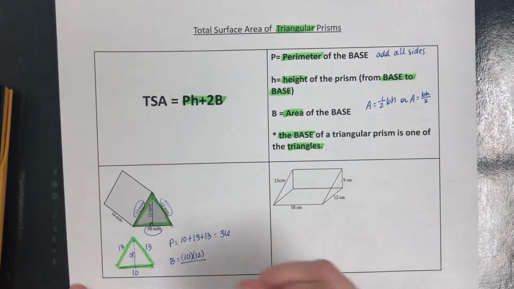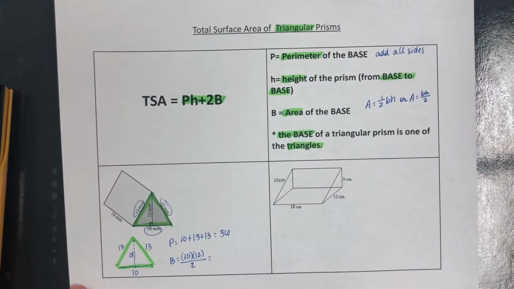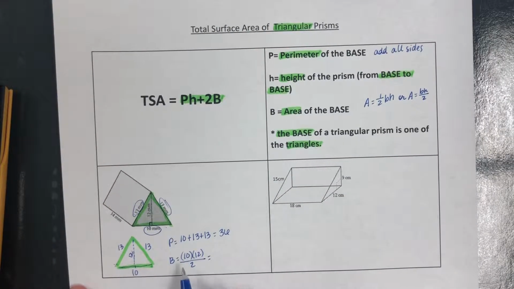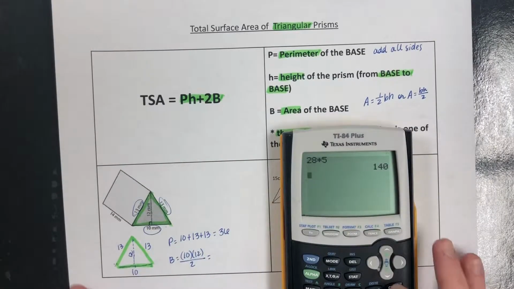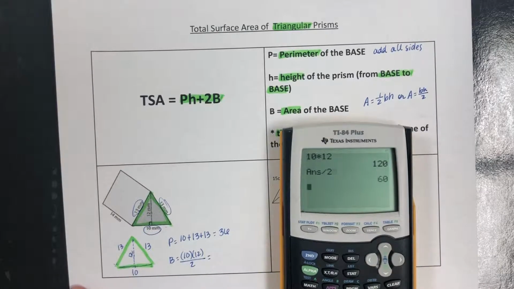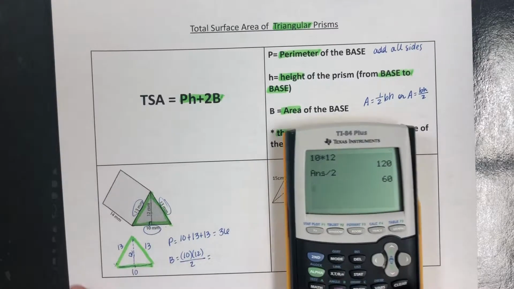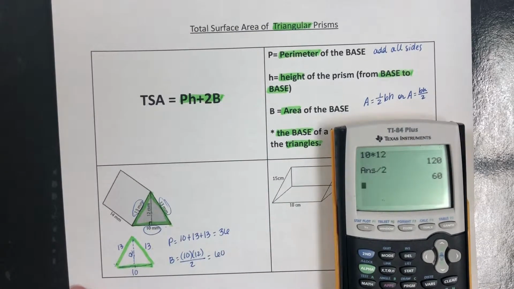Okay, and then you either multiply that by 1/2 or you divide by 2. My personal preference is to divide by 2. Okay, so you multiply 10 times 12. Okay, and you can just put all of this straight into your calculator. Okay, so 10 times 12, and then divide that by 2. So you should get 120, divide that by 2, you should get 60 for the area of your base.